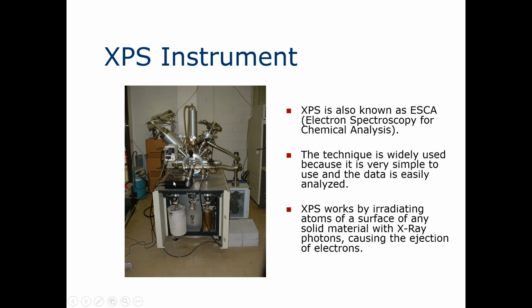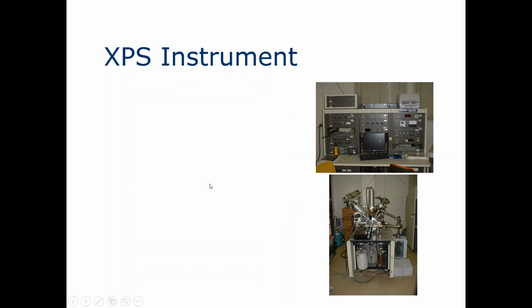XPS works by irradiating atoms on the surface of any solid material with X-ray photons, and as a result, it causes the ejection of electrons, which we call photoelectrons. Here you can see a typical XPS instrument. It has different parts, which we will discuss in the coming slides.